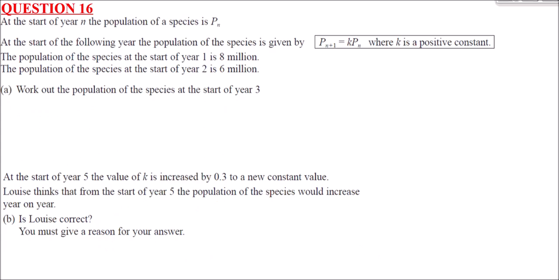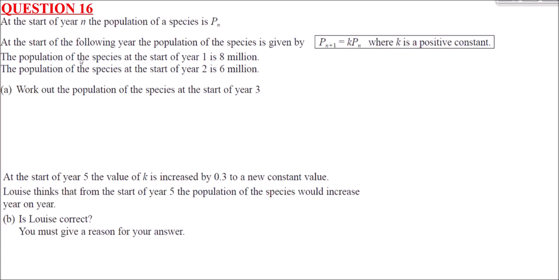Question 16, we have an iteration formula, which is quite rare for non-calculator papers, but I suppose we need to expect the unexpected. So what does this one say? Well, we've got start of year n, the population of some species of animal is p subscript n. And at the start of the following year, the population of the same species is given by this recurrence relation. So p subscript n plus 1 equals some number k multiplied by p subscript n, where k is some positive constant. I'll explain what this means in just a second.